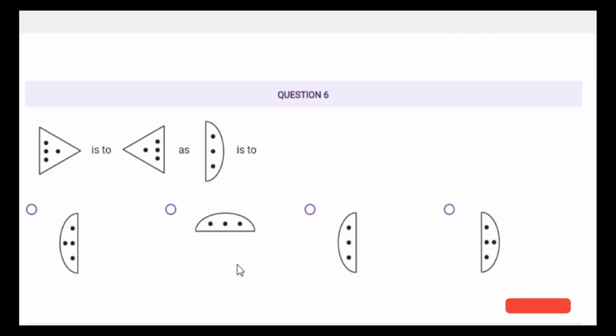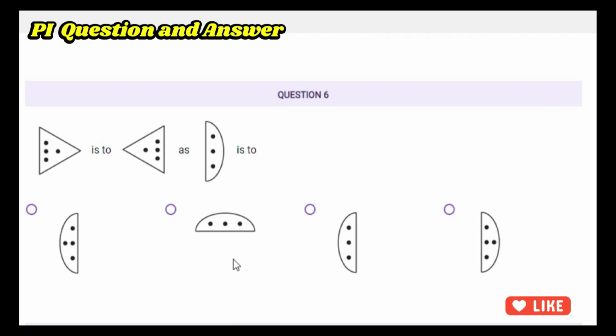Question number 6. Which image best completes the analogy? Explanation. We are given a visual analogy made up of shapes with black dots inside. Let's read the first part of the analogy.